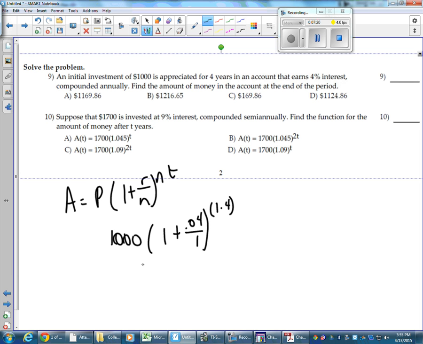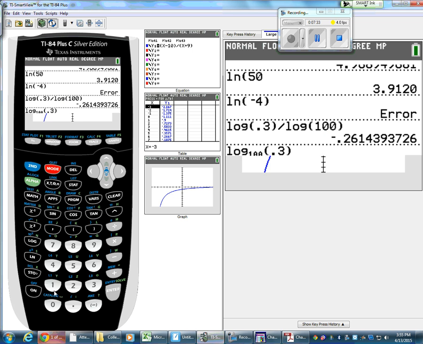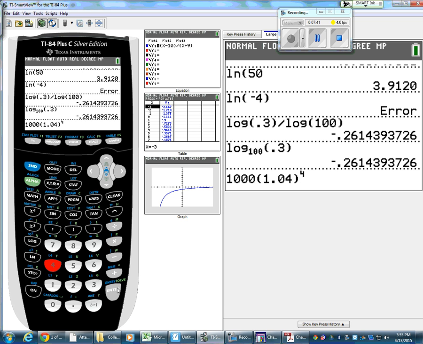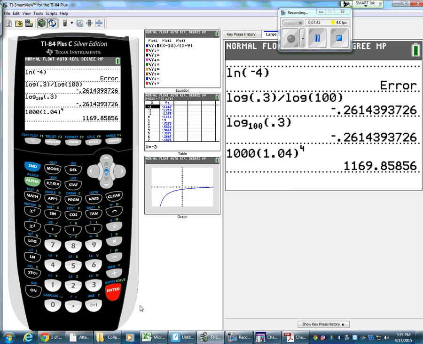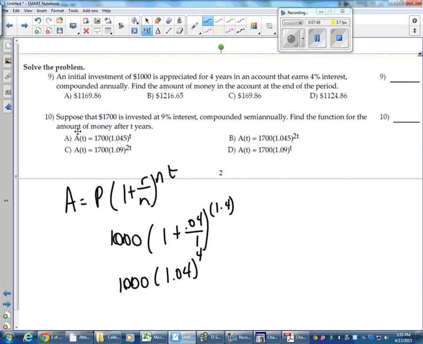So 4 years. I would go ahead and do this part, 1,000 times 1.04 to the 4th. So I'm going to do this in my calculator. Go to a regular screen. 1,000 times 1.04 to the 4th. $1,169.86. Looks like that would be my answer, and that's A.